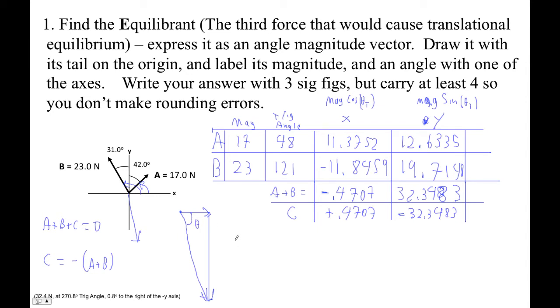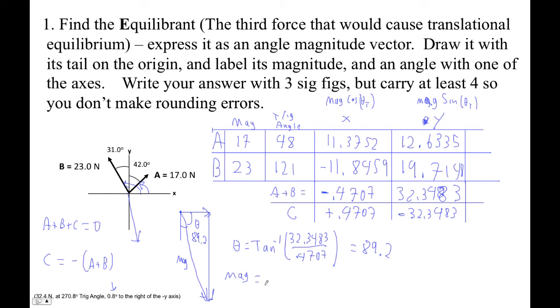And then that angle there, theta, is the inverse tangent of the opposite over the adjacent, right? So the opposite is this side, 32.3483, over 0.4707. Inverse tan of 32.34 divided by 0.4707 is 89.166, or roughly 89.2. So if that's 89.2, then this angle here with the x-axis could possibly be 0.8. Indeed it is.